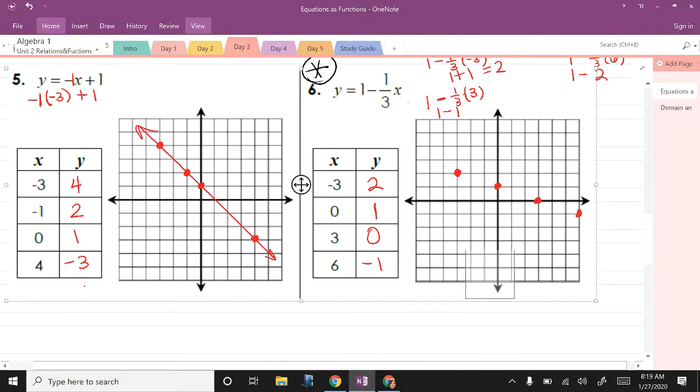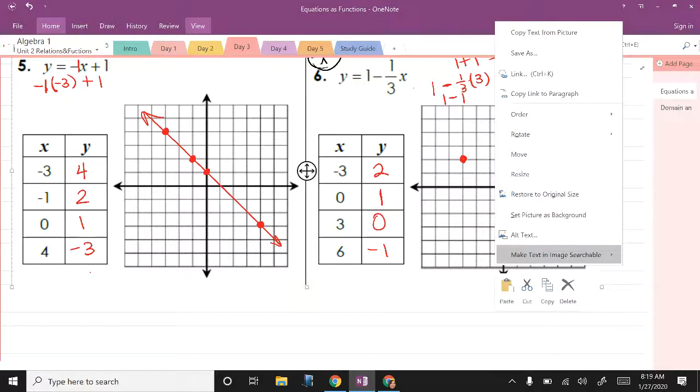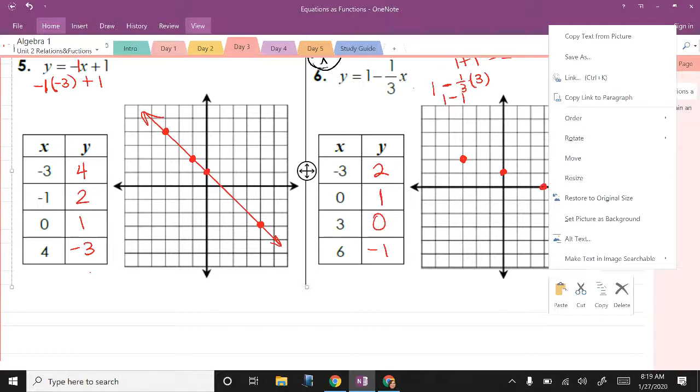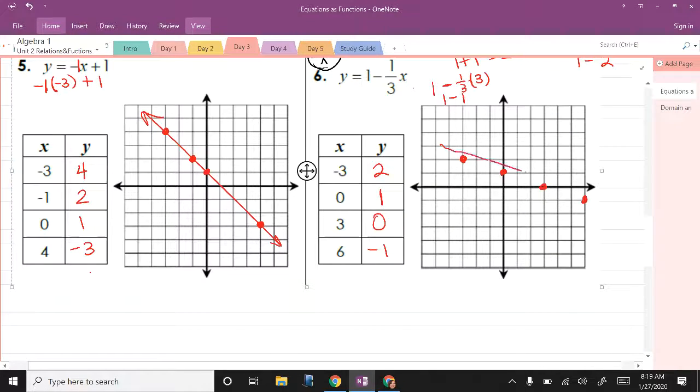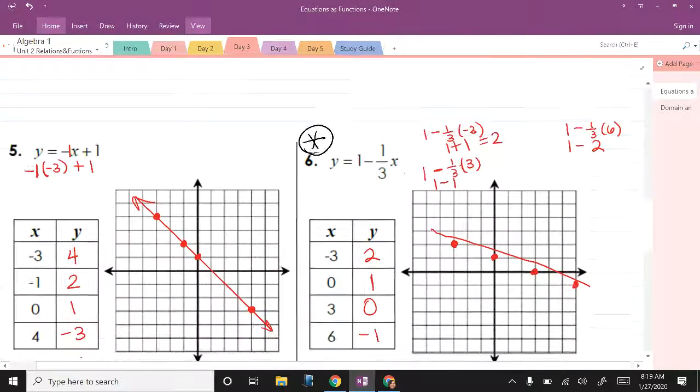Mine's scooting all over the place because it doesn't like my ruler, because it thinks I'm trying to touch the screen. I'll just have a crooked line. Oh Lord, that's really bad. It's just jumping everywhere.